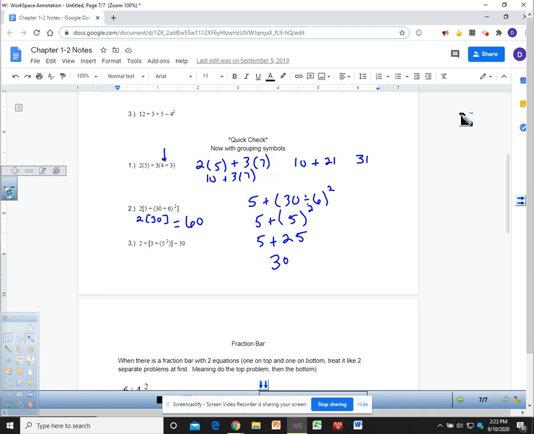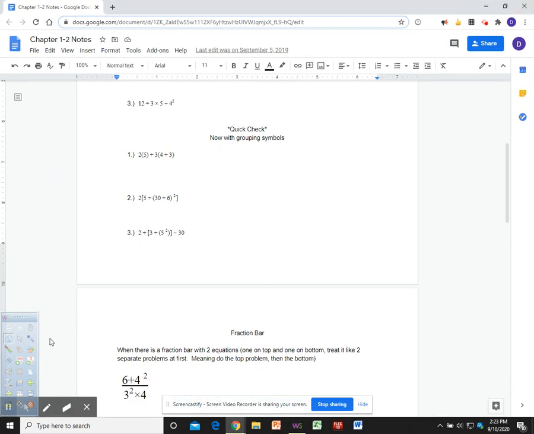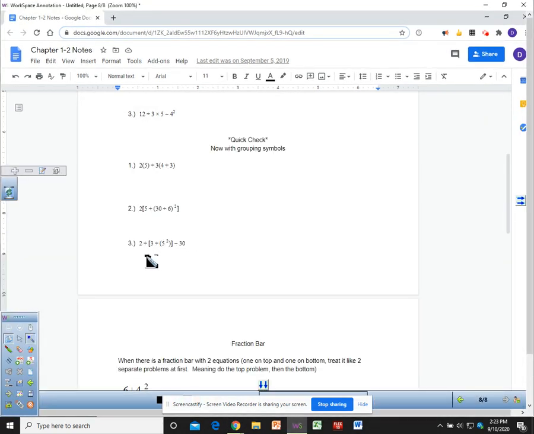Okay, we're going to try another one. I'm just going to get a fresh page up for it. All right, so we're going to take 2 plus whatever we get in there minus 30. Okay, so I'm going to do this part inside. So 3 plus 5 squared.